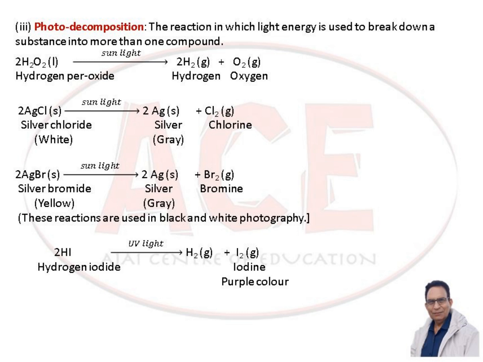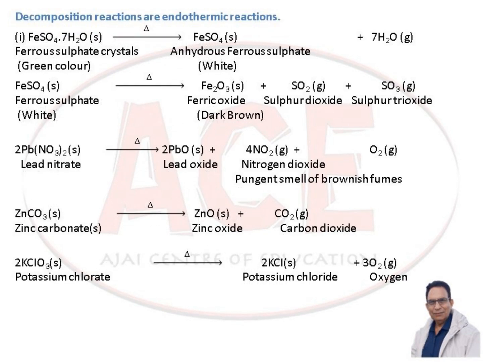Similarly, silver bromide AgBr, which is yellow in color, in presence of sunlight gives Ag, that is silver, and its color is grey, along with the release of bromine gas. These reactions are used in black and white photography. Another example: hydrogen iodide HI in presence of ultraviolet light gives hydrogen gas and iodine gas. The color of iodine gas is purple. Decomposition reactions are endothermic reactions.